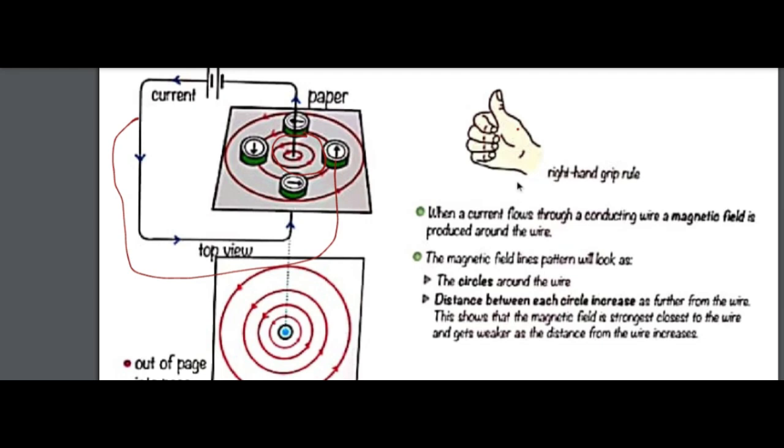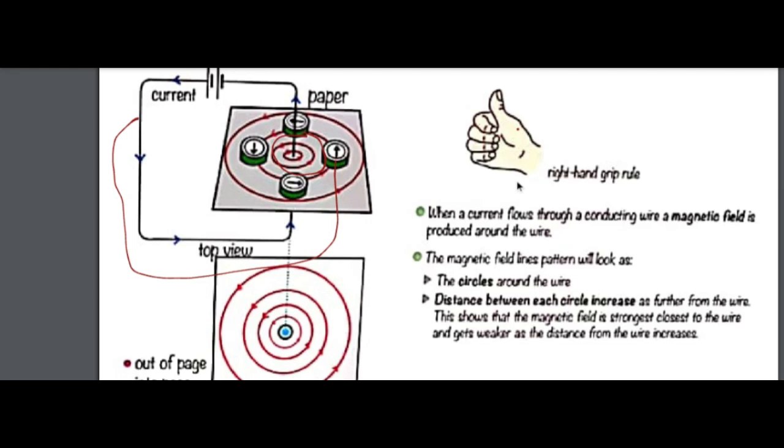The right-hand grip rule can be used to work out the direction of the magnetic field. The thumb points along the direction of the current, and the curled four fingers show the direction of the magnetic field. So the thumb points along the direction of current and the curled fingers give the direction of the field. Reversing the direction in which the current flows through the wire will reverse the direction of the magnetic field.